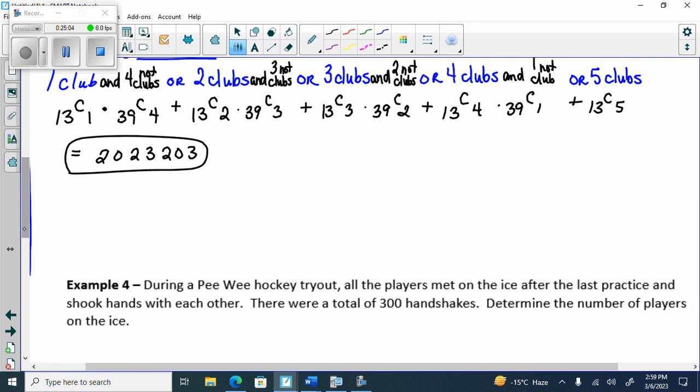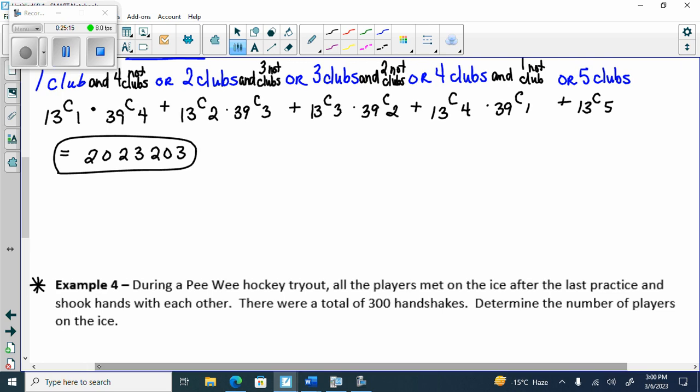It's the last one, and then the work is going to be on you. This one's not in that "at least, at most" category, but it's a unique one, so I'm just going to start it because it's a little bit different, but it is a C one. And it's where I give you a total, so it's kind of like an extension one. So here it says, during a Pee Wee hockey tryout, all the players met on the ice after the last practice and shook hands with each other. How many hands come together when you shake hands? 2. So I know I'm going to choose 2 at a time.